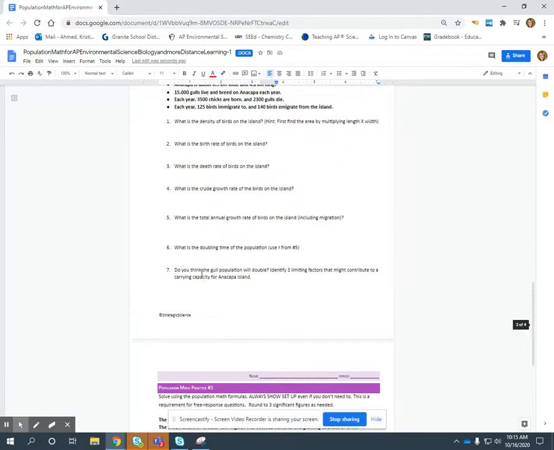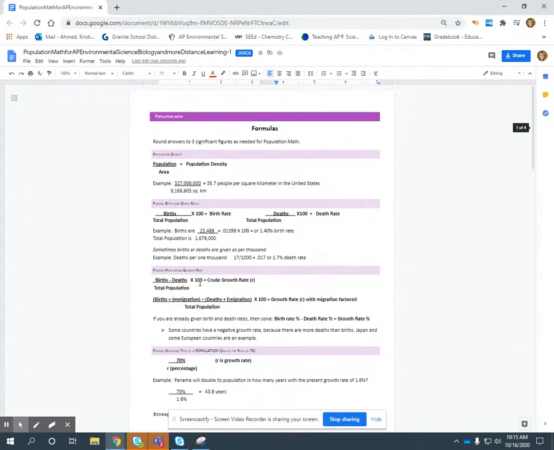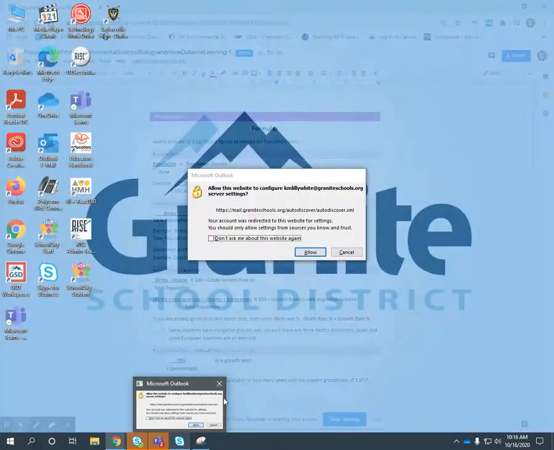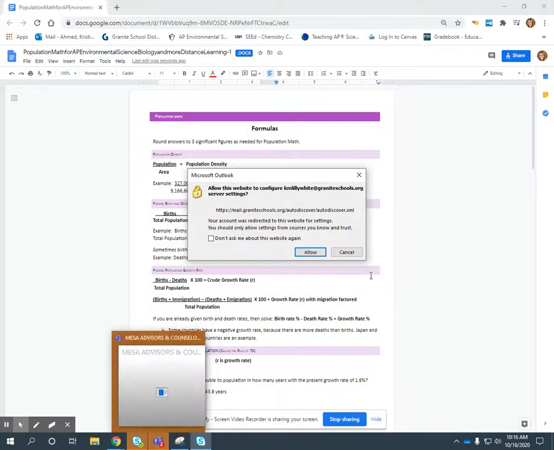All right, I hope that helps you guys get a handle on this population math. As always, if you have questions, if you need help, reach out to me and I will help you as best I can to wrap your head around these formulas and how to use them to calculate information about populations.